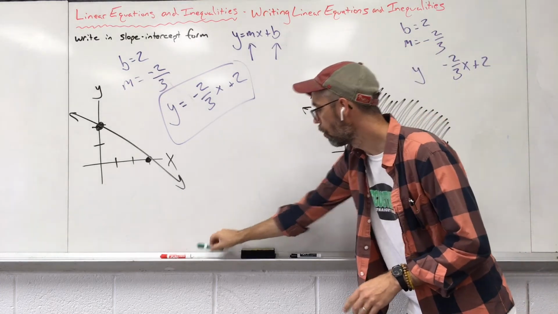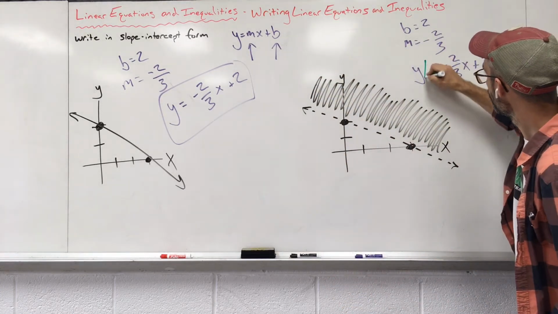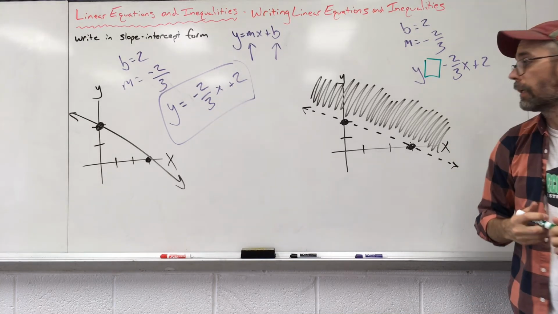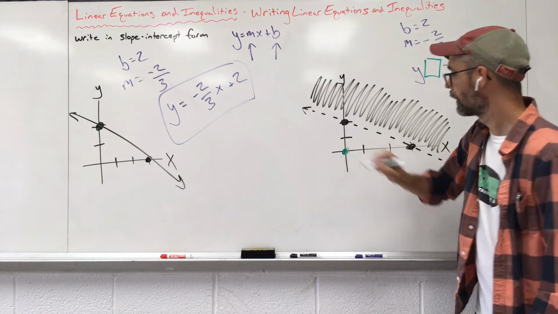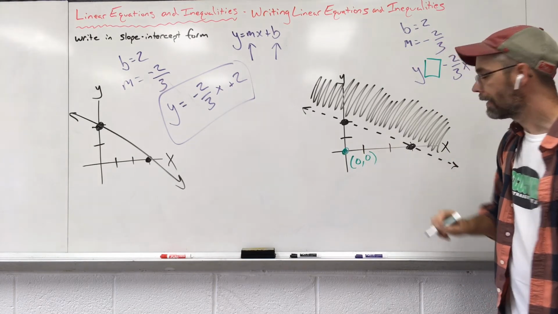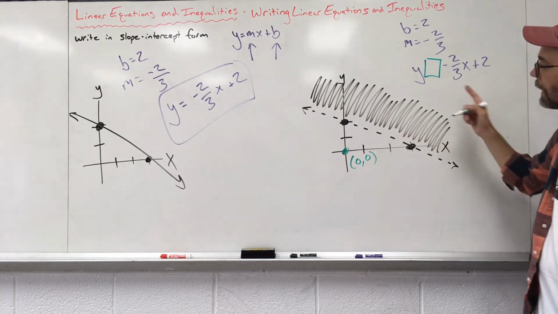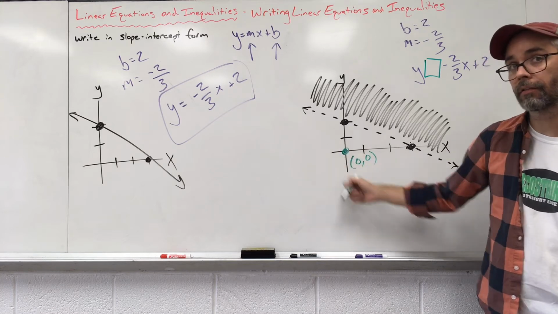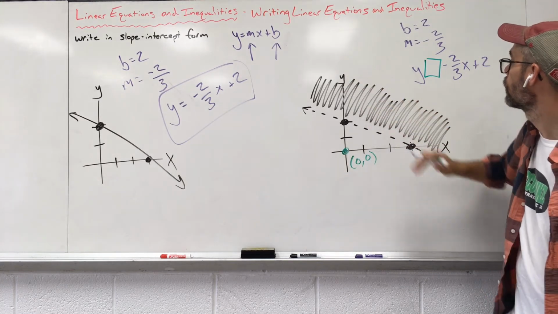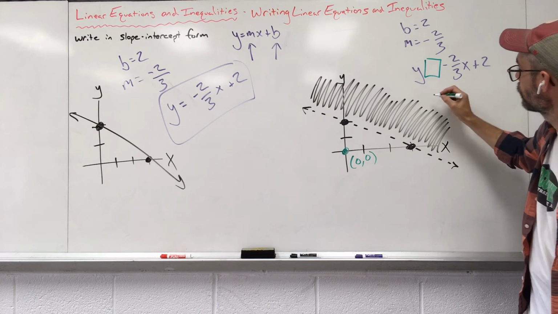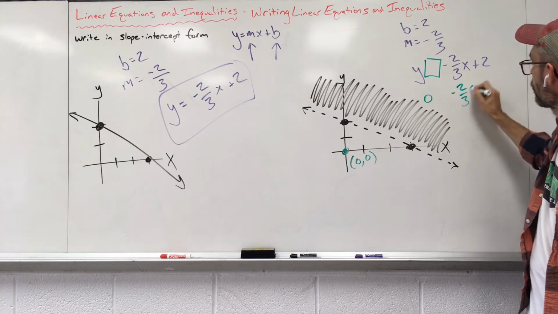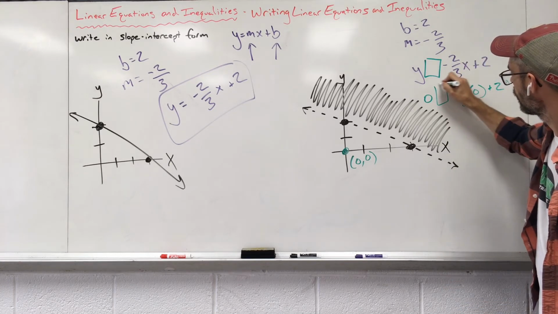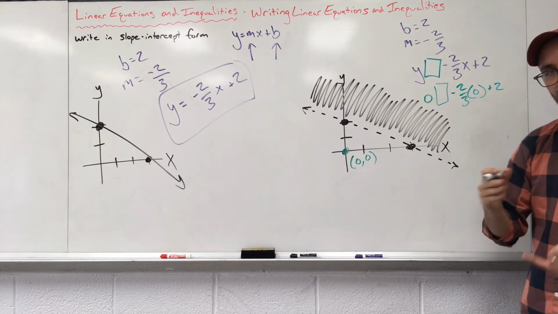I need to know what this symbol is. So let's test a point. I like testing 0, 0. If I were to test 0, 0 into my inequality, it has to come back false, because this is not an answer. All my answers exist up here. So let's plug them in. If I do 0, negative 2/3 times 0 plus 2, what am I going to put as an inequality here? Well, it could be either a greater than or less than sign.